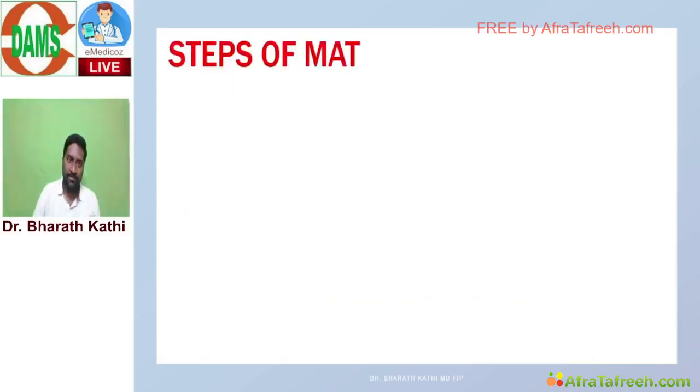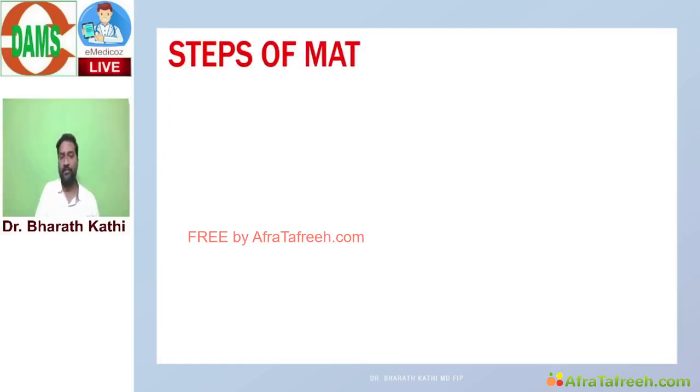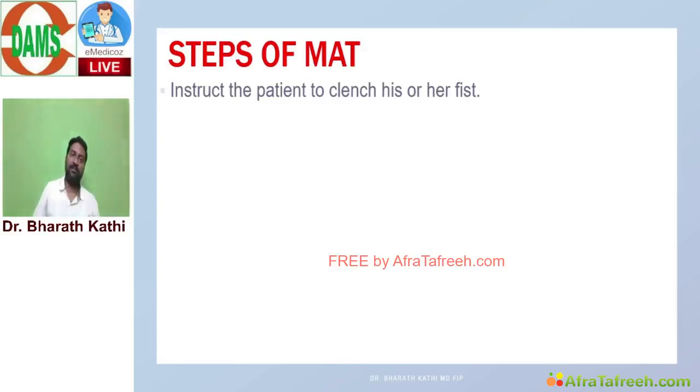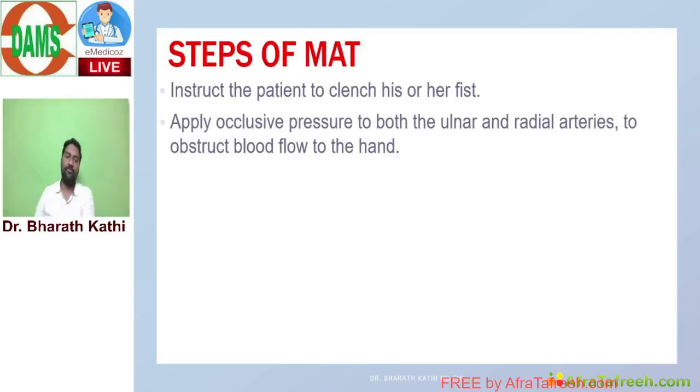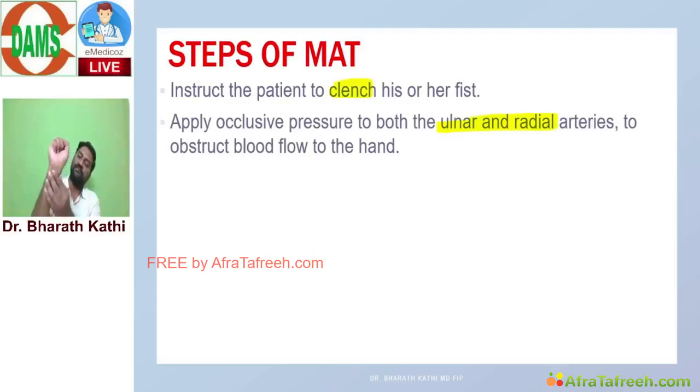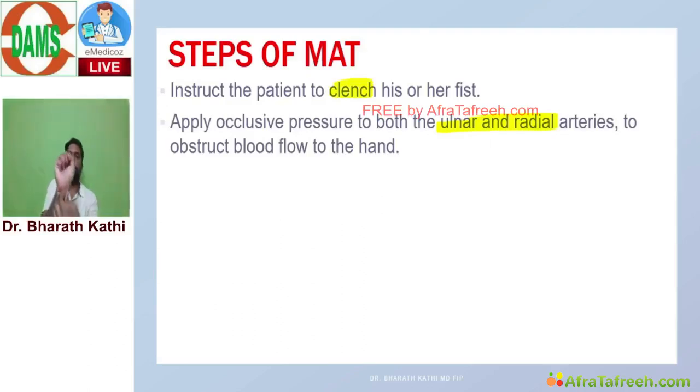Now let us see what are the steps of the modified Allen's test. First I will tell you the steps, then I will also show you in a live patient how it is done. You should instruct the patient to clench his fist. So first thing, you should ask the patient to clench his fist. So make a fist like this. Next step, you have to occlude both radial and ulnar arteries. So second step, apply occlusive pressure on both ulnar and radial arteries. So you can do it on yourself. Very simple. You ask the patient to clench his fist and you occlude both arteries.